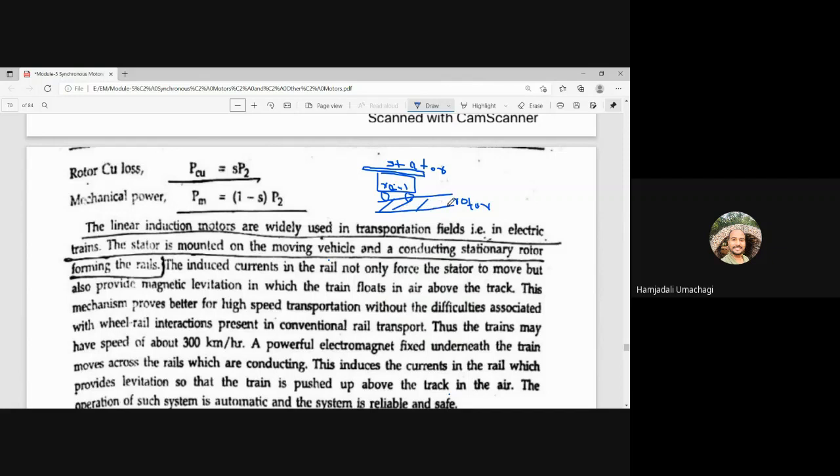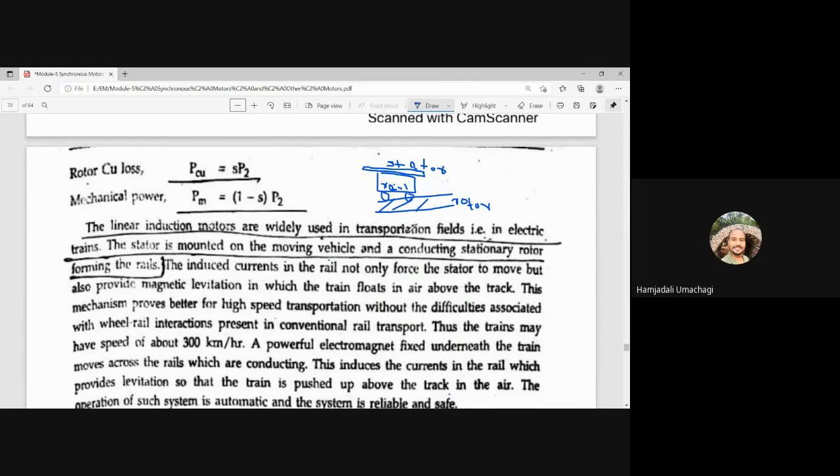So the rotor will be stationary, that is the railway track, and the moving member is the vehicle onto which we mount the stator. So the stator is the moving member, whereas the rotor is stationary and acts as the railway track here. This is the example for magnetic levitation. How this is going to work, let us see now. The induced current in the rail not only forces the stator to move, but also provides magnetic levitation, in which the train floats in the air above the track.